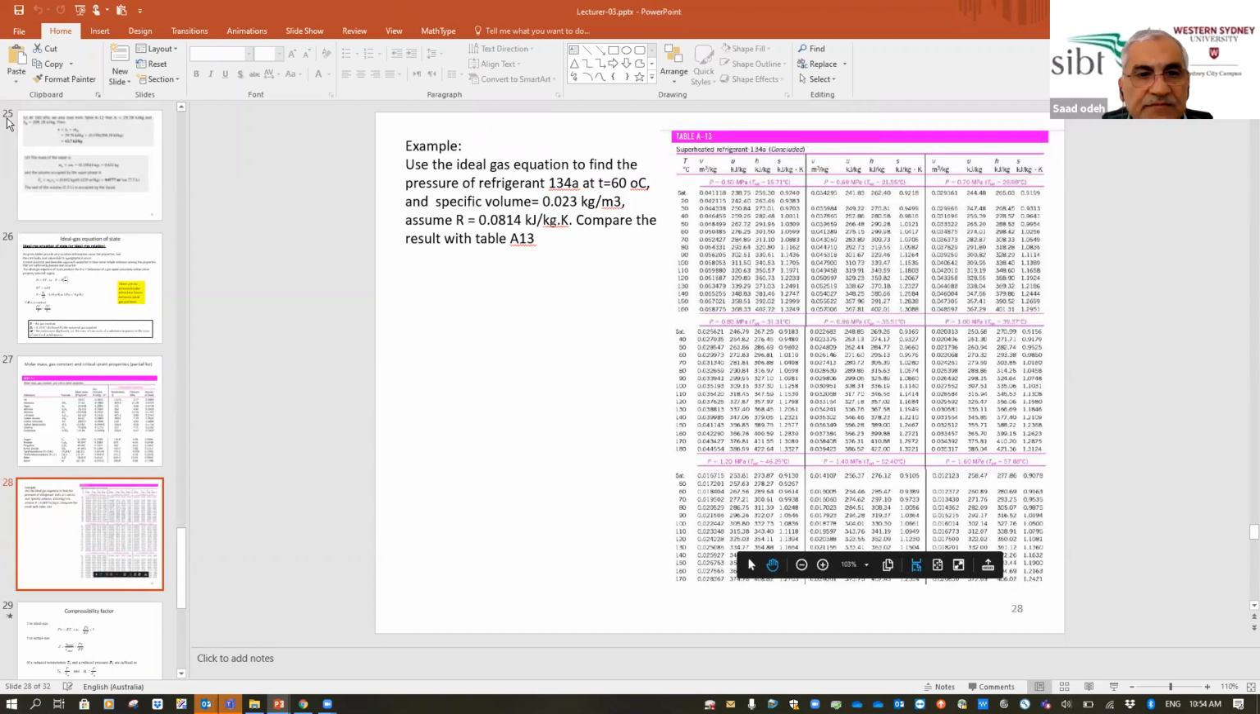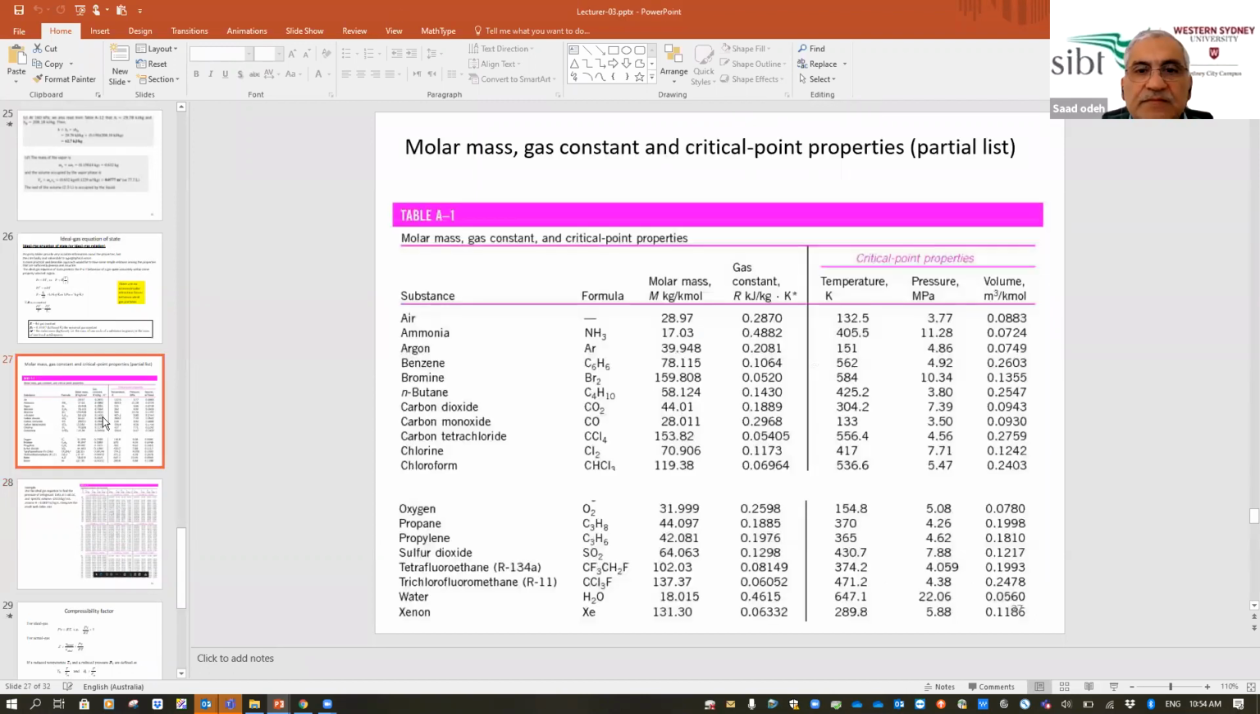You mean this one? Yeah. But this one, I mean, this is the table where you can use it to find the R value, correct? So you go to this table, you find the R value. What was the R value we had for refrigerant, which is this one here? Refrigerant 134A. It was this one, 0.08, correct?